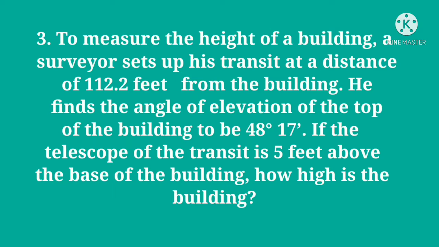So for number 3, to measure the height of a building, a surveyor sets up his transit at a distance of 112.2 feet from the building. He finds the angle of elevation of the top of the building to be 48 degrees 17 minutes. If the telescope of the transit is 5 feet above the base of the building, how high is the building?